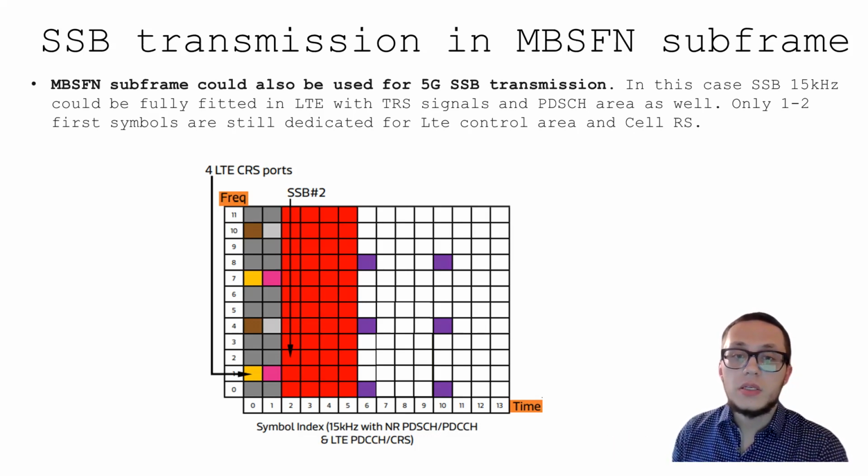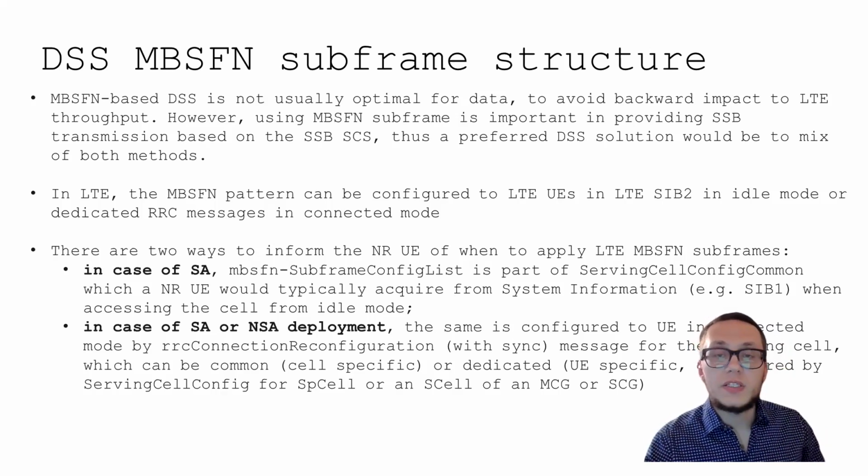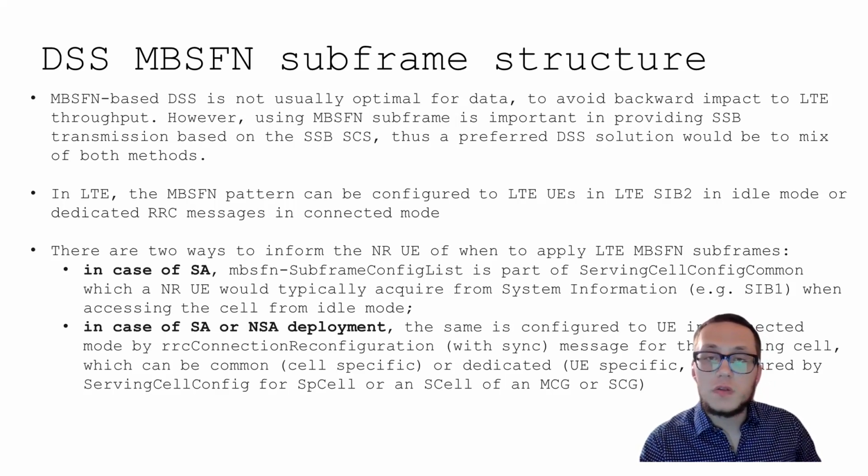Well, as I said before, the MBSFN subframe is one of the possible ways for 5G signal transmission. There are some possible configurations that can be found for standalone and non-standalone deployment. User equipment, as I said before, usually reads system information and understands if it's DSS capable. It can decode that information and receive 5G channels and signals via the MBSFN subframe.